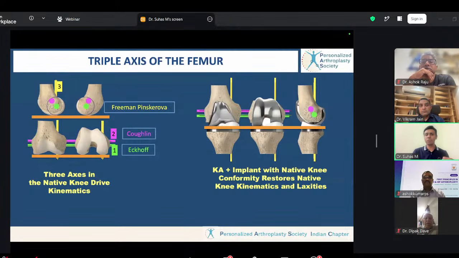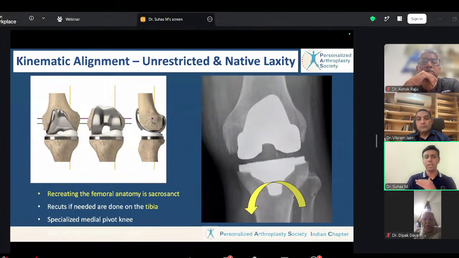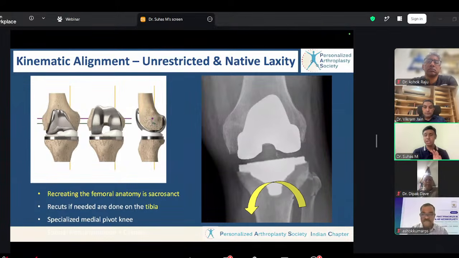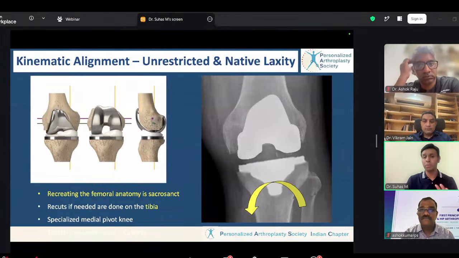And then he gave 2 exceptions to that. That means recreating the femur is non-negotiable, number 1. But at the end, if you have some native laxity and you need to make adjustments, you can make them only on the tibia. So if somebody is doing kinematic alignment and not recreating the shape of the femur, then he is not practicing kinematic alignment.